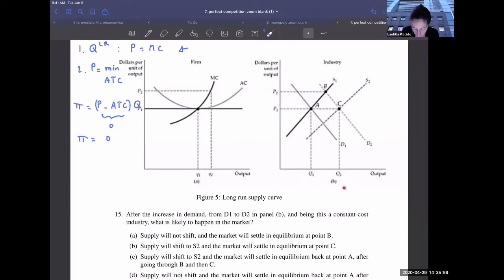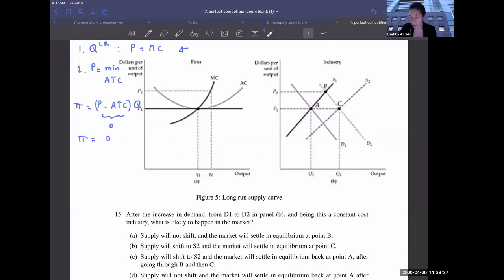And the graph on the right-hand side is a supply and demand graph. So it depicts the behavior of the market. So that's the aggregate behavior. So the question says, after the increase in demand from D1 to D2, okay? So our initial equilibrium here is given by the intersection between D1 and S1. Okay, so our initial equilibrium here is at point A. And then we have an increase in demand from D1 to D2.